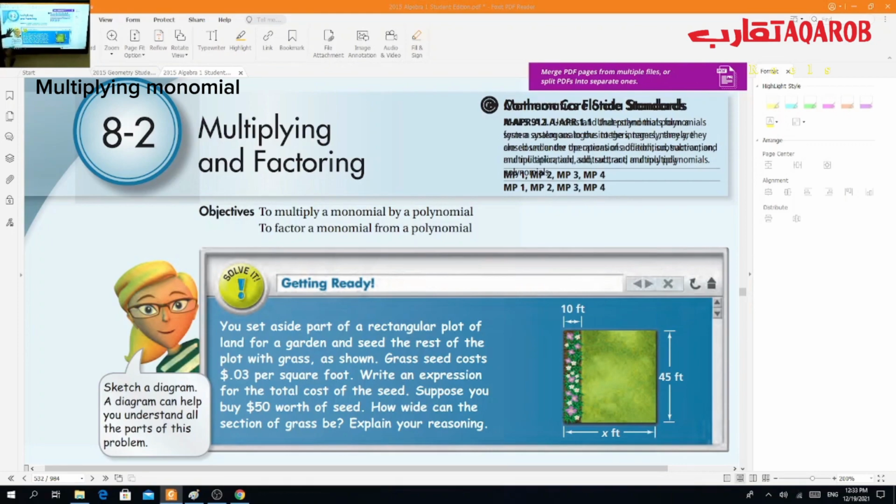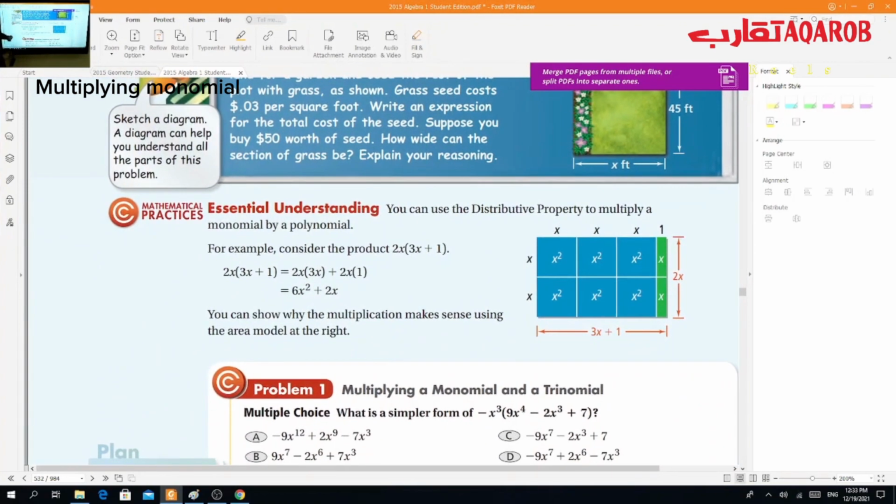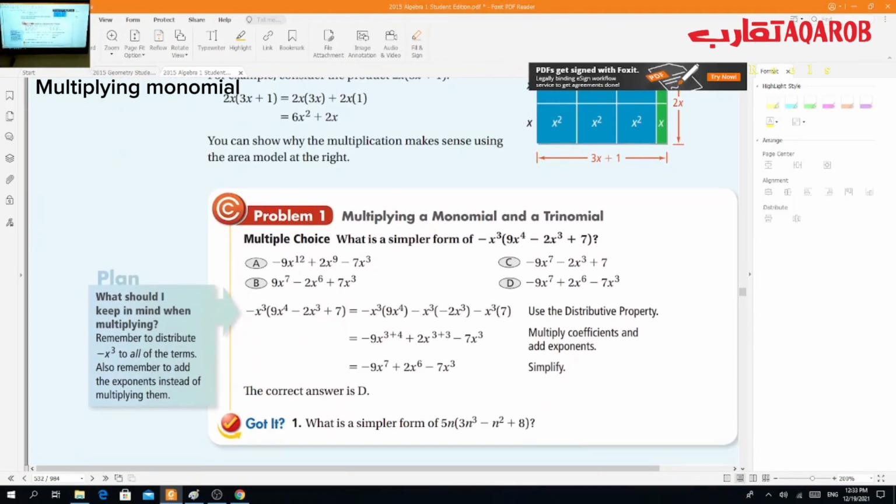I'm sure you will understand it more when we go to the meaning of factoring, because factoring is the same as finding the greatest common factor, finding GCF. But let's talk first about multiplying a monomial and a trinomial. If I ask you to multiply, it's the same process of using the distributive property.